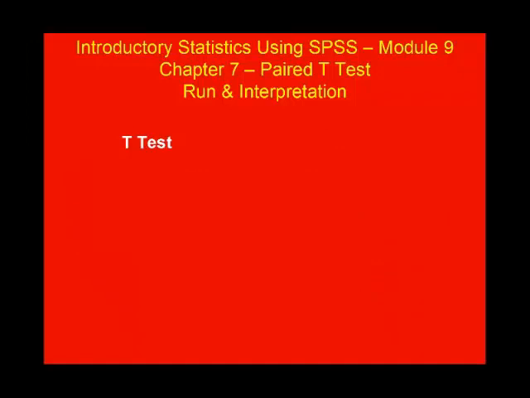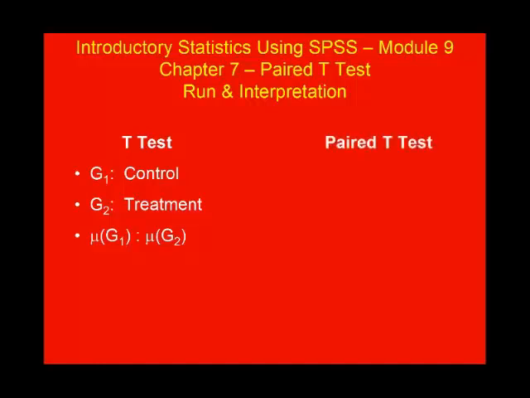The t-test uses two groups, a control group, which produces a mean, and a treatment group, which produces another mean. The t-test compares the mean from group 1 to the mean from group 2. If the p-value is less than 0.05, then we say there's a statistically significant difference between the two groups. For the paired t-test, there's only one group.